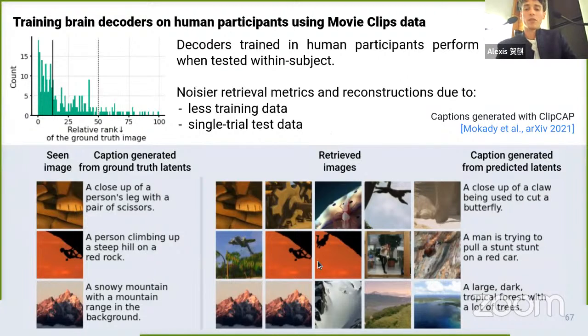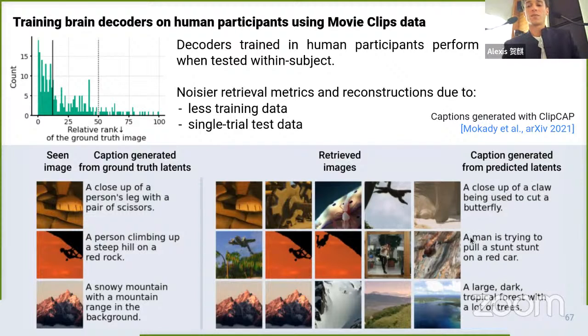What you see at the bottom are 3 examples that are taken from a retrieval task. What you see on the left is what the person is actually seeing in the scanner. Then you see a caption that is reconstructed from the ground truth latent representations of these images. And what you see on the right are retrieved images from the retrieval set and generated captions.